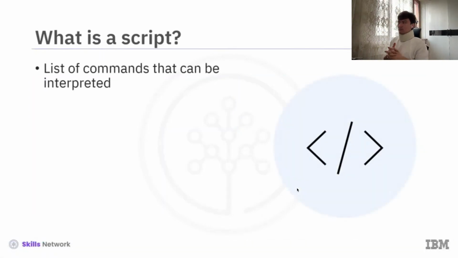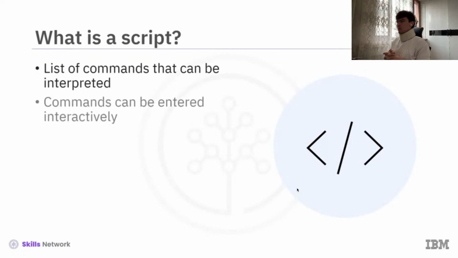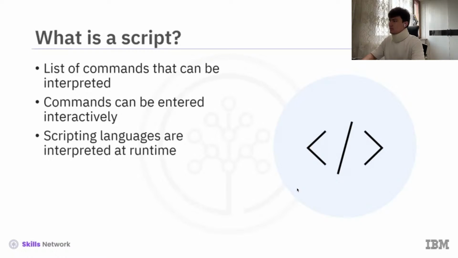A script is a list of commands that can be interpreted and run by a program called a scripting language. Commands can be entered interactively at the command line or listed line by line in a text file. Scripting languages are usually not compiled. They are interpreted at runtime. Scripts are generally slower to run than compiled languages, but they are also much easier and faster to develop.